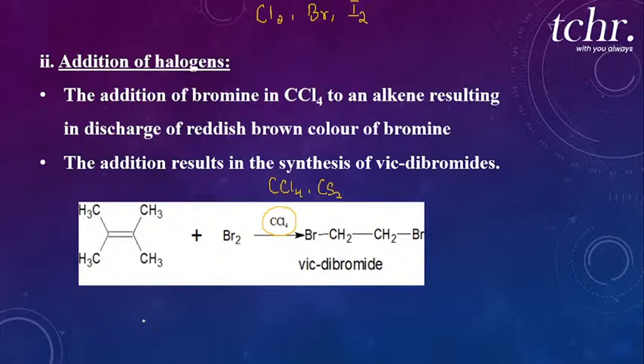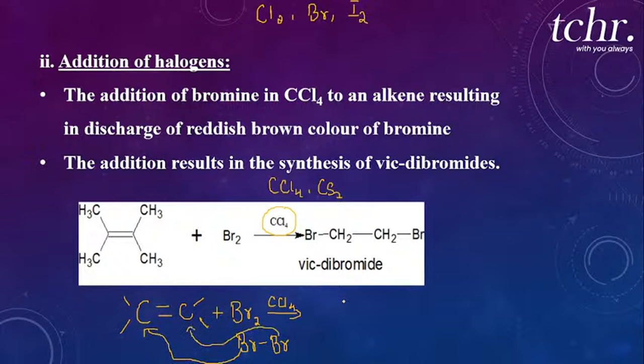In general, if I write an alkene like this and add any halogen, for example bromine, in the presence of carbon tetrachloride, what happens? We end up getting the product vicinal dibromide. You can see it in the slide also. Bromine exists as Br2, right? Just add one halogen to one carbon and the other halogen to the other carbon.